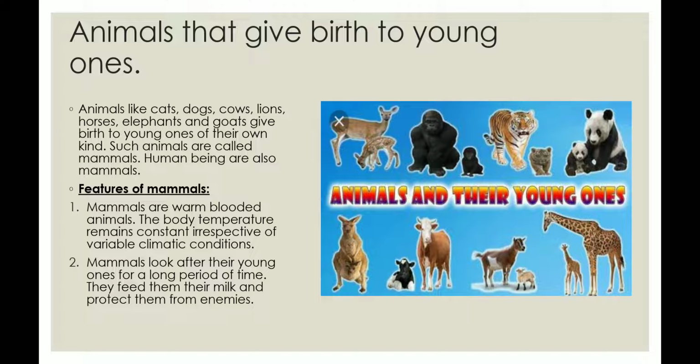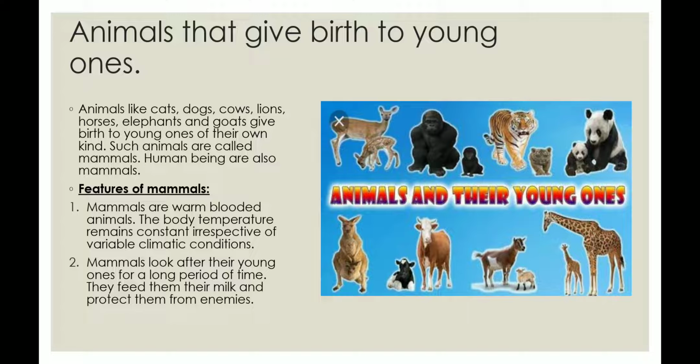Number one, mammals are warm-blooded animals. The body temperature remains constant irrespective of variable climatic conditions. That means mammals have warm blood. That means their blood is not cold, but their blood is warm. And their body temperature remains the same. It does not change. Even when it's cold outside or even when it's hot outside, their body temperature remains the same.